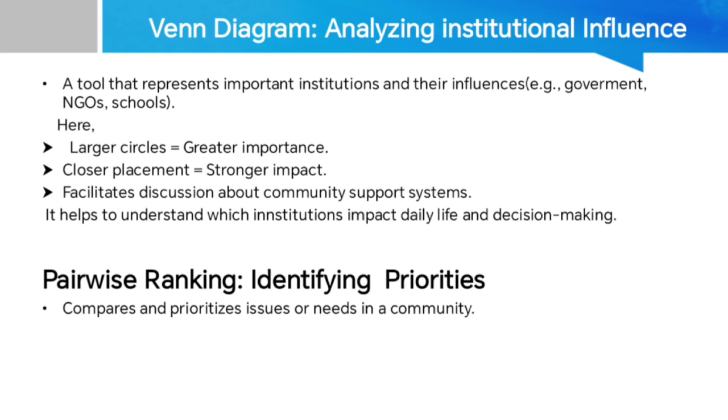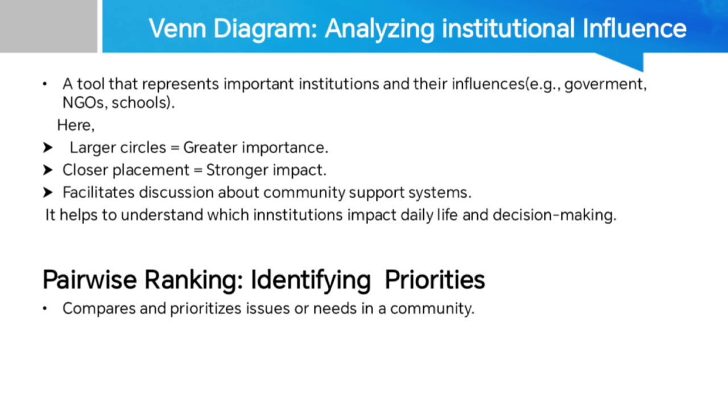Analyzing institutional influence called Venn diagram. Which organization have the biggest impact on the community? Do you have any answer for this question? Well, a Venn diagram helps us visualize the role of institution like government, offices, NGOs and schools. In this process, there are two types of circles, larger and smaller. The larger circles represent stronger influences, while the closer placement means stronger connection. This tool is great for understanding how support system function and which institution hold the most power in decision making.